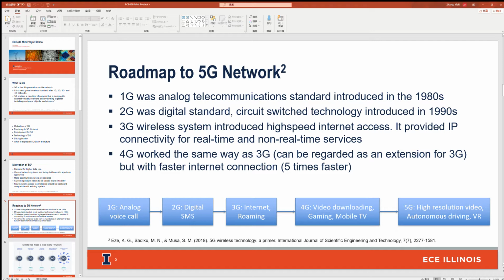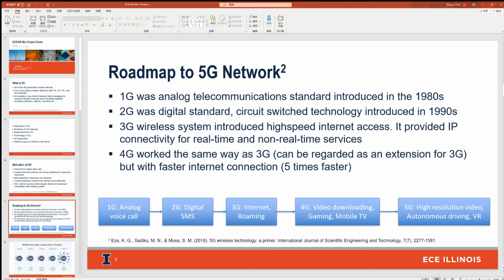2G was digital standard circuit switching technology introduced in 1990s. It used CDMA, GSM, and TDMA technologies. It could only transmit digital voice at 64 kilobits per second and no data such as email.